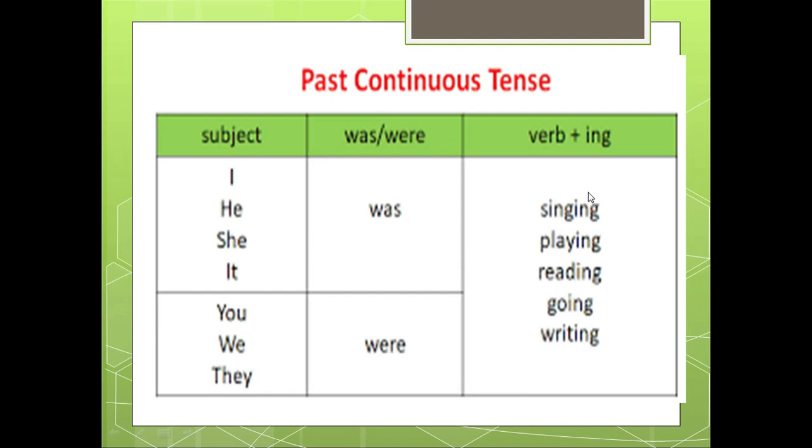And with the verb you have to use ing. For example, I was singing, he was playing, she was reading, it was going. You were singing, we were playing, they were writing, they were going. You can make any sentence, but the structure will be like this: with a singular subject we will use was, and with plural subjects we will use were, and with the addition of ing with the verb. So this is the basic structure of how you can write past continuous tense.